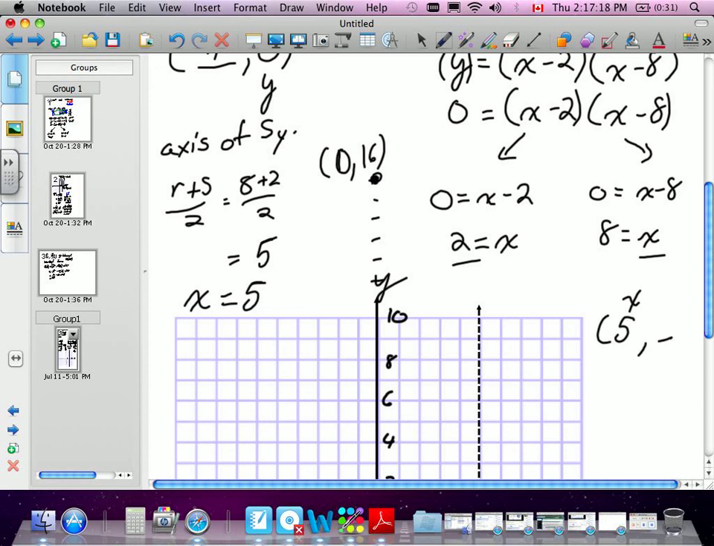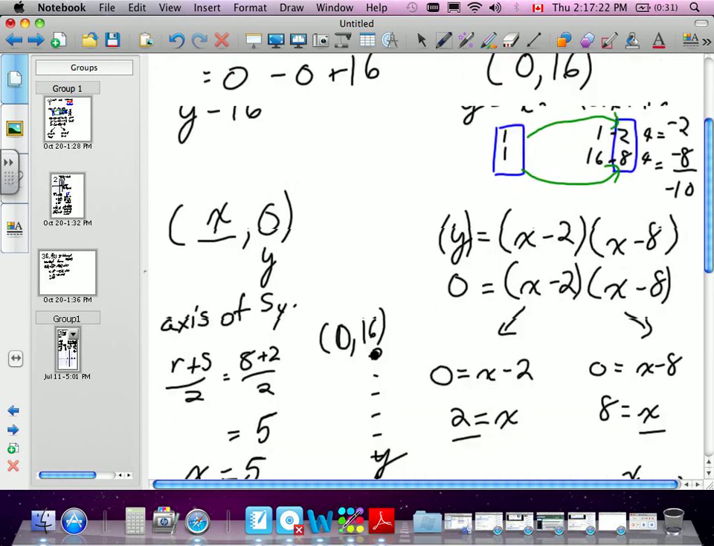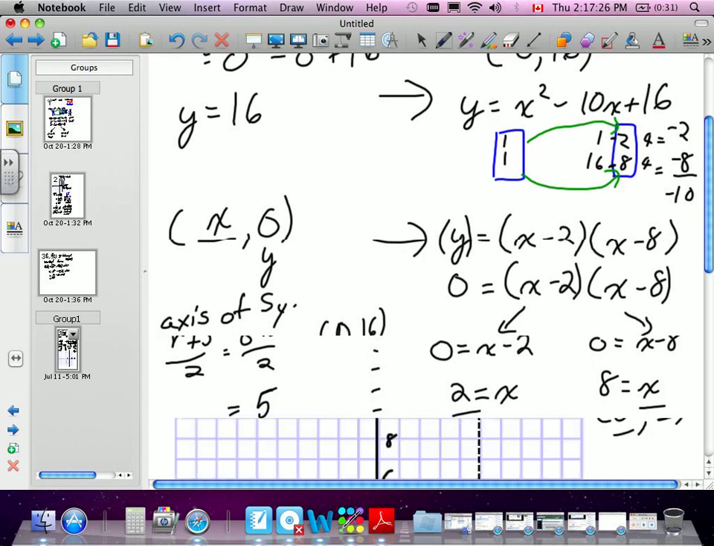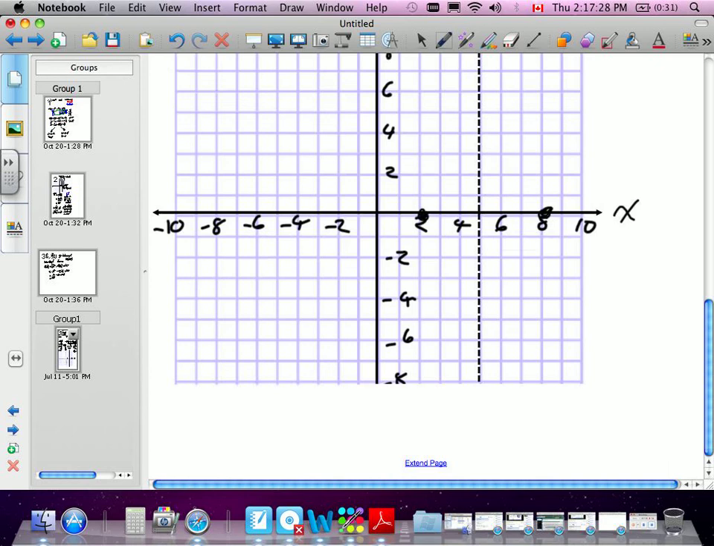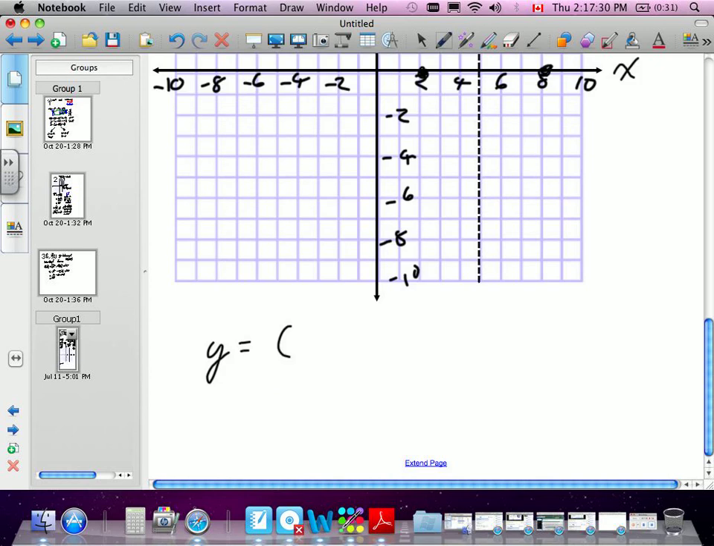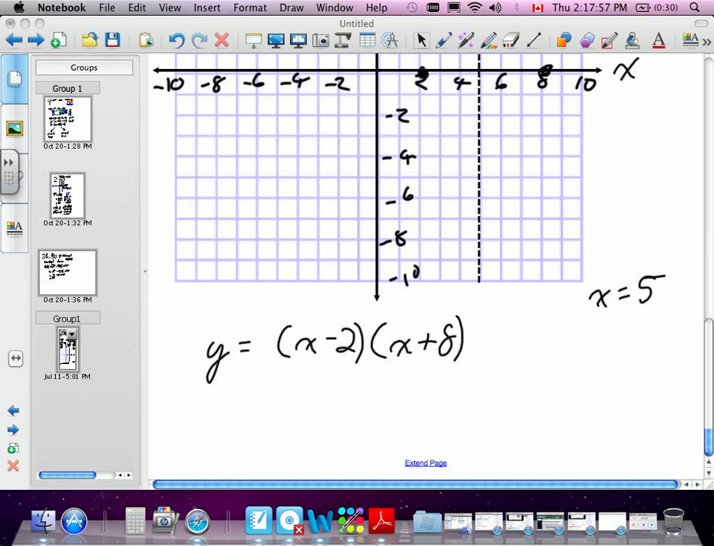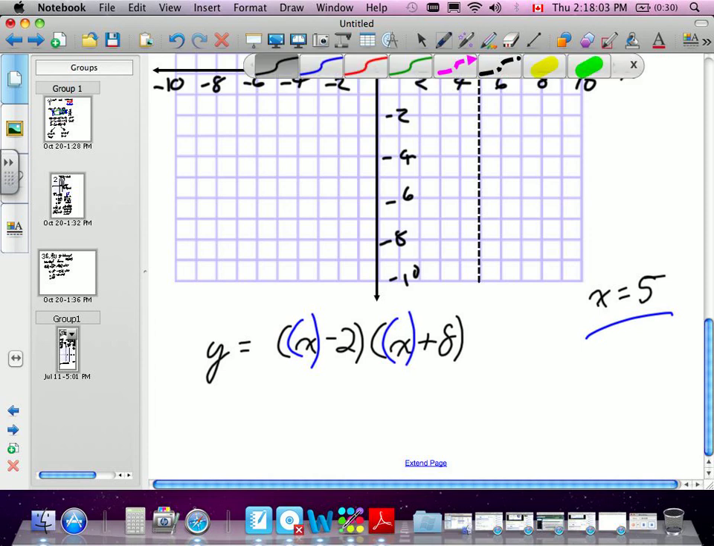So I take my 5 and I plug it into either the factored form or the standard form. I'm going to use the factored form. X is equal to 5, so I'm going to plug 5 in for both of the x values.